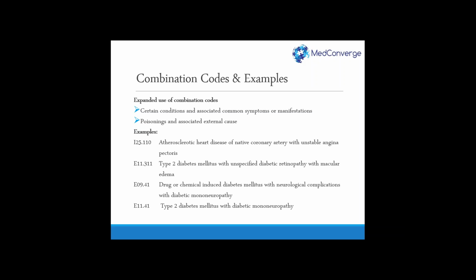Okay, so these are some of the combination codes, and I think diabetes probably has the most number of combination codes because you have diabetes with renal manifestations, with ocular manifestations, neurological manifestations, so whatnot. And you have a large number of combination codes. Same thing with hypertension too.